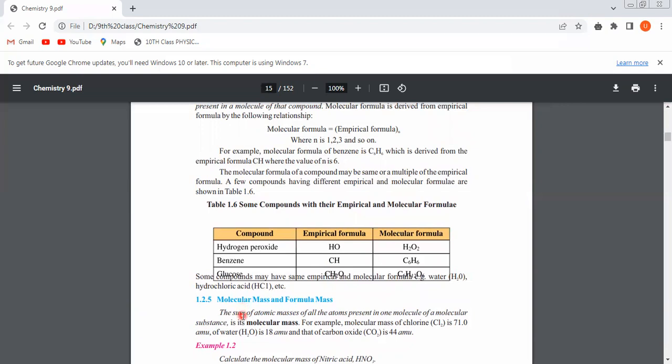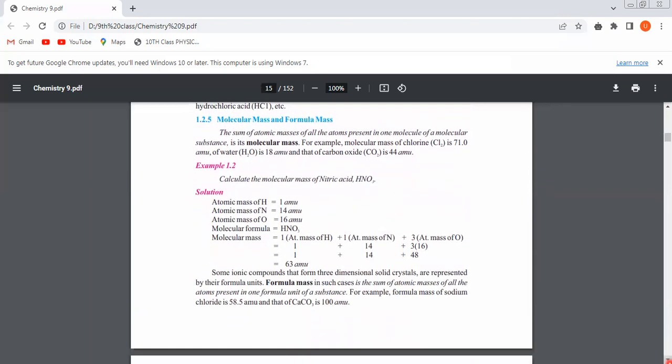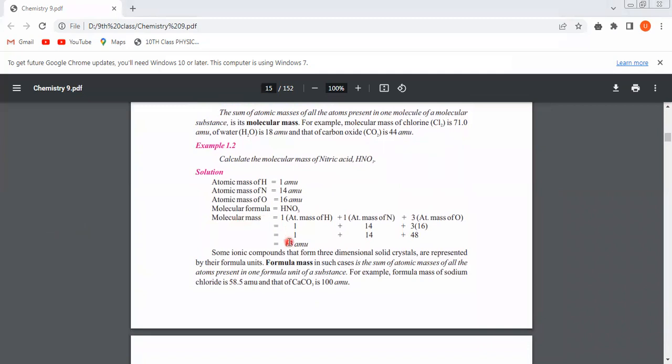Molecular mass and formula mass. The sum of atomic masses of all the atoms present in one molecule of a molecular substance is its molecular mass. For example, the molecular mass of chlorine Cl2 is 71.0 AMU, of water H2O is 18 AMU, and that of carbon dioxide CO2 is 44 AMU. Some ionic compounds that form three-dimensional solid crystals are represented by their formula units. Formula mass in such cases is the sum of atomic masses of all the atoms present in one formula unit of a substance. For example, the formula mass of sodium chloride is 58.5 AMU, and that of CaCO3 is 100 AMU.